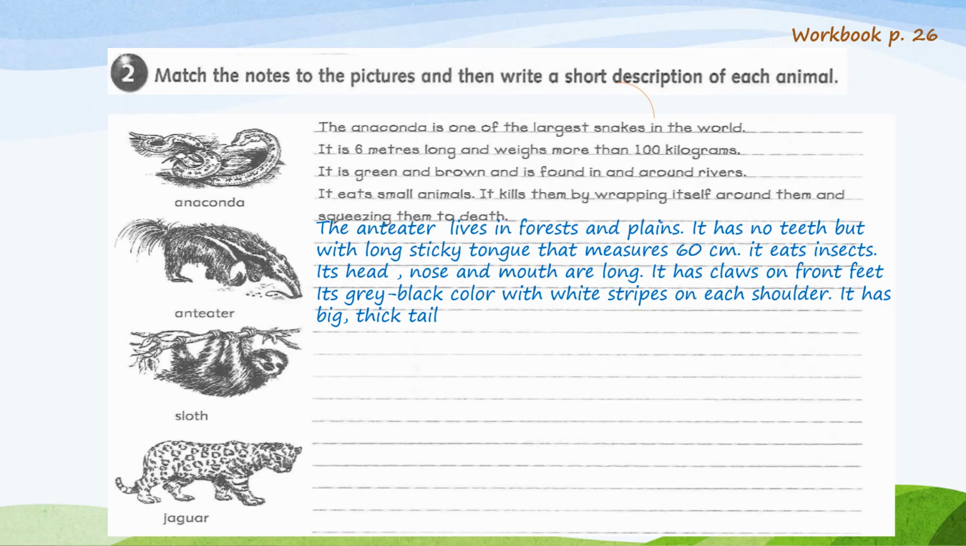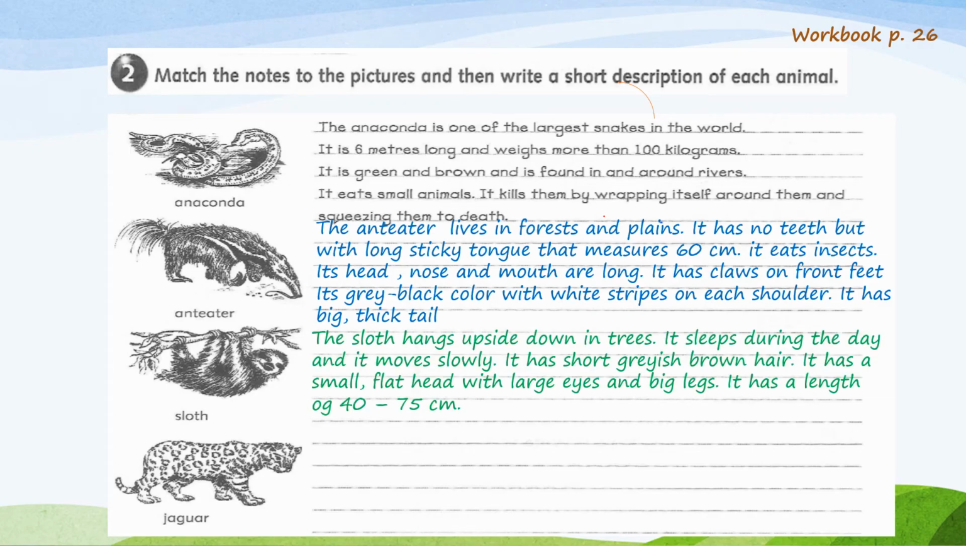So you can actually do it in other ways by giving more descriptions and change the position of the other descriptions if you like to. Okay, now we go to the third one, which is the sloth. So we could have the sloth as: the sloth hangs upside down in trees. It sleeps during the day and it moves slowly. It has short grayish brown hair. It has a small flat head with large eyes and big legs. It has a length of 40 to 75 centimeters.